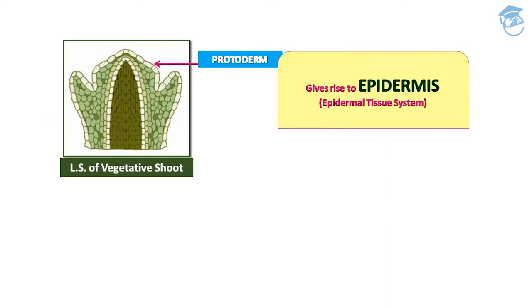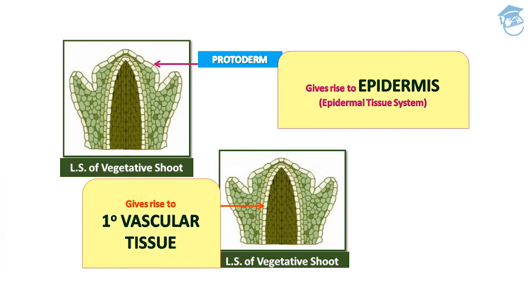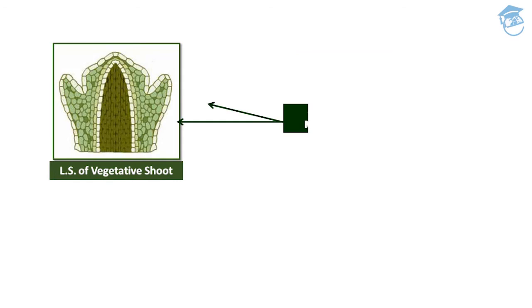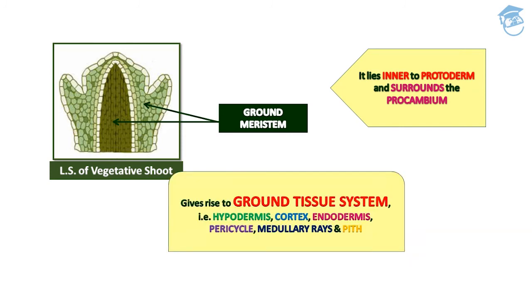So this is protoderm, which gives rise to epidermis and forms the epidermal tissue system. This is procambium, which gives rise to primary vascular tissue such as xylem and phloem. And this is ground meristem. It lies just inner to the protoderm and it surrounds the procambium, and it gives rise to ground tissue systems such as hypodermis, cortex, medullary rays, pericycle, endodermis, and pith.